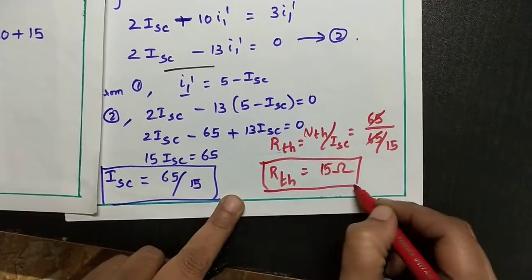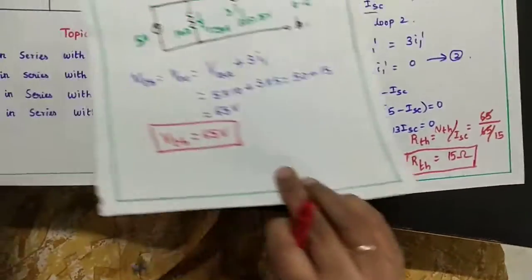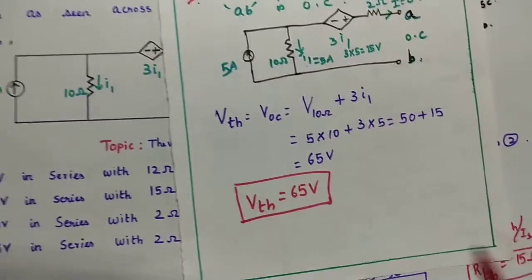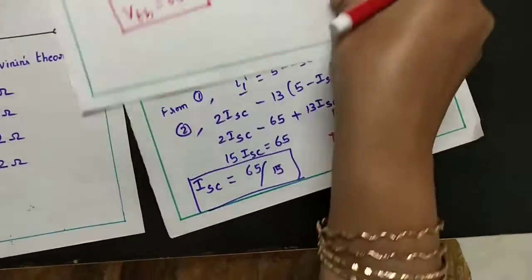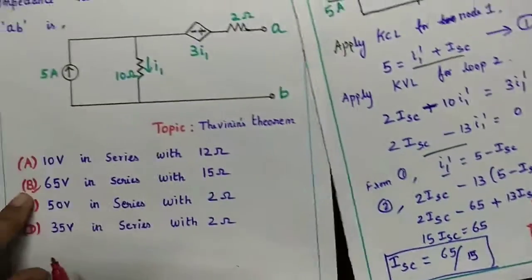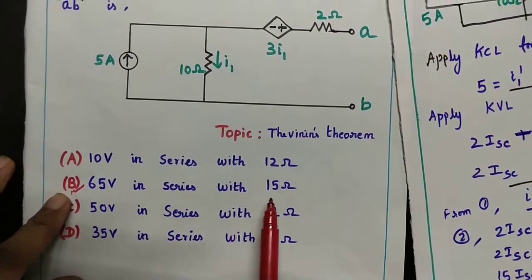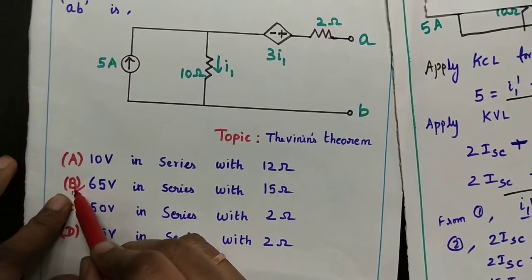Now see the question. Thevenin's voltage we found 65 volt. Thevenin's impedance we found 15 ohms. So option B is the correct one: 65 volt in series with 15 ohms. Next.